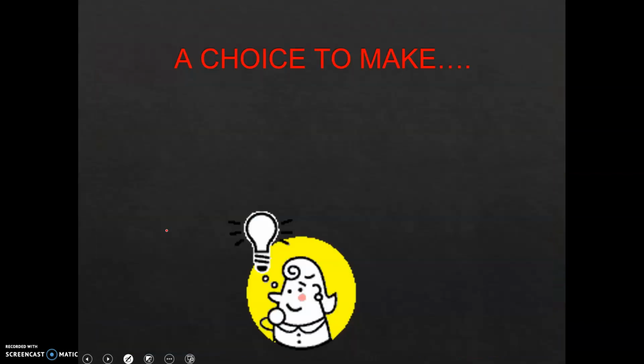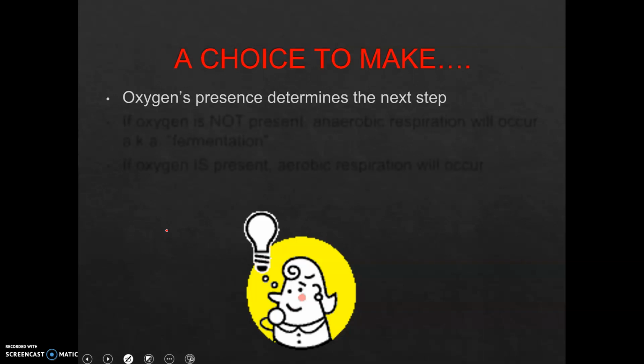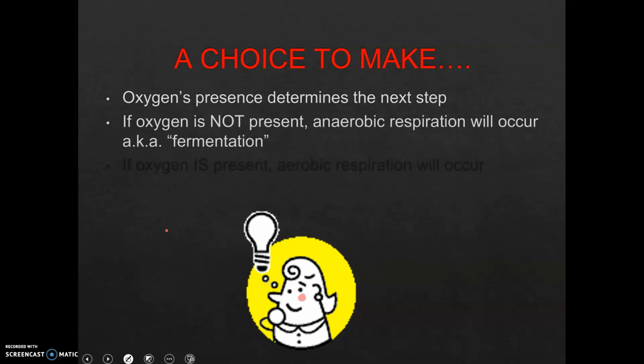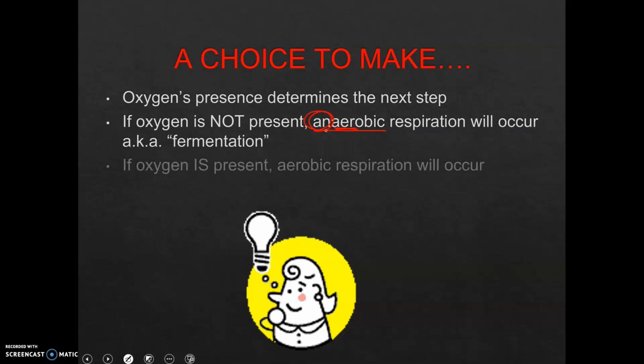Okay. Now, at this point, there's a choice. And it really depends on whether there's oxygen present or not. If there's not oxygen, then what's going to happen next is called anaerobic respiration, without AN in front of. Aerobic means with oxygen, so AN in the front means without oxygen. This is also called fermentation. We're going to talk about this later. We're going to jump into what if oxygen is present next.